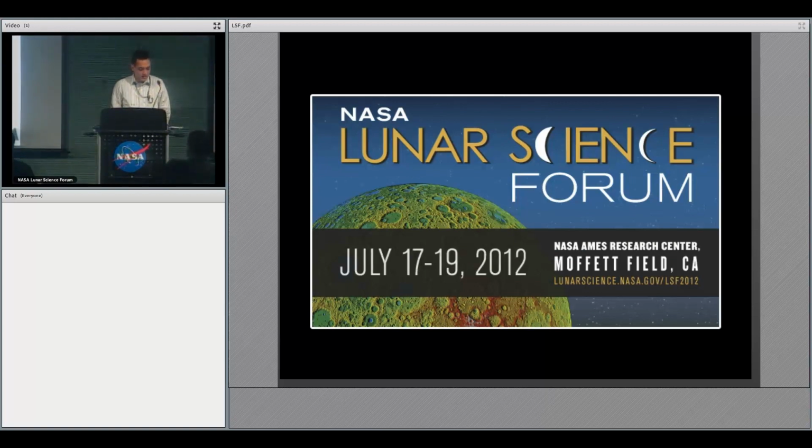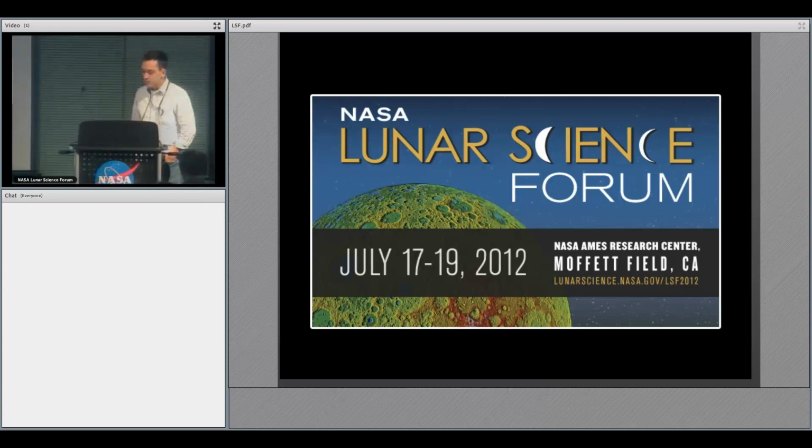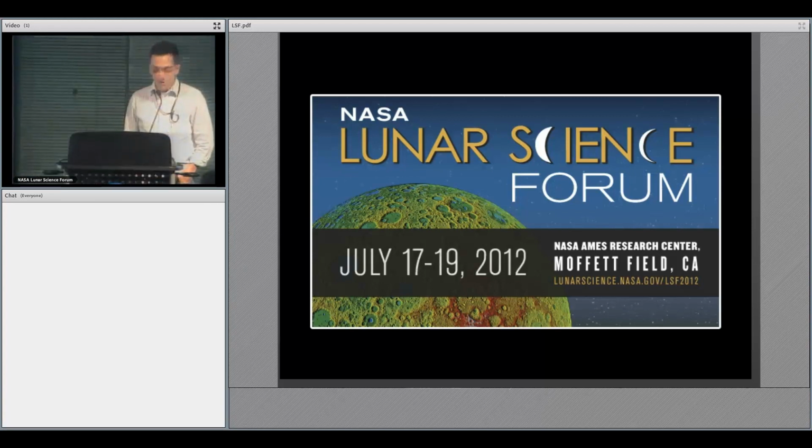So basically what I'll present is a model of how water might migrate from the poles to the mid-latitudes. This is a polar fountain model to try to explain the OH veneer that has recently been observed.